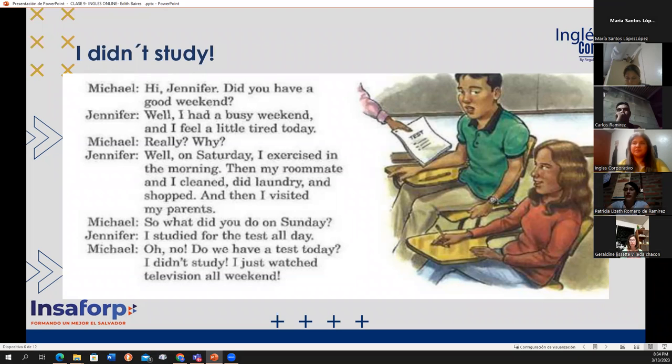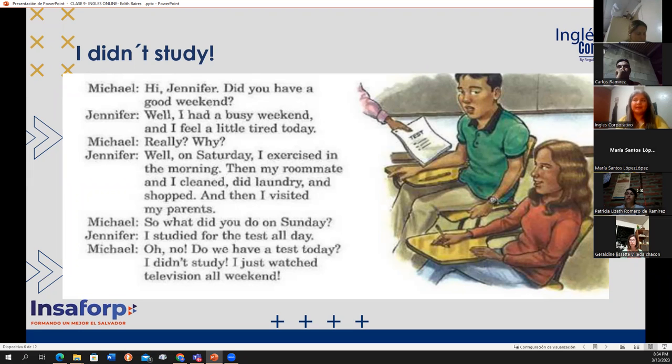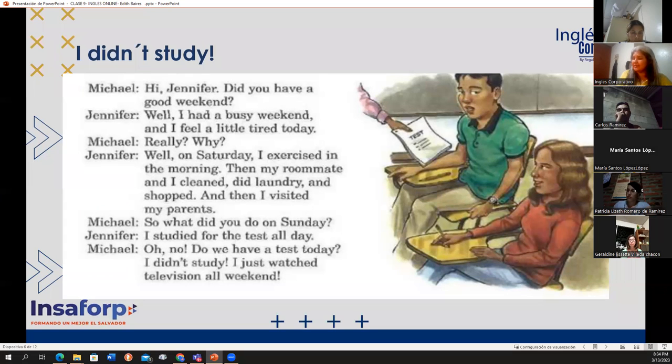Okay, thank you so much. Okay, just try to, yes, again, try to practice, okay? Practice and practice the past tense, okay? Well, we're going to move on to the next activity. We're going to study more about the past tense.